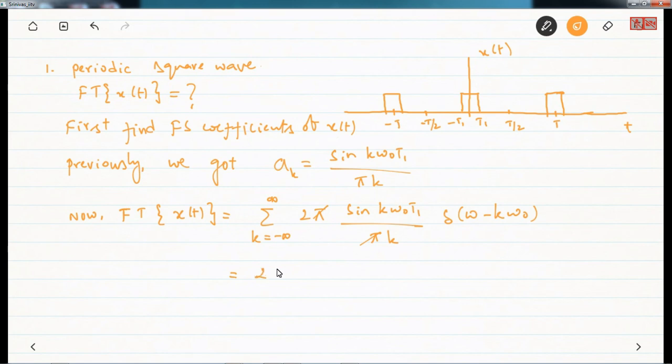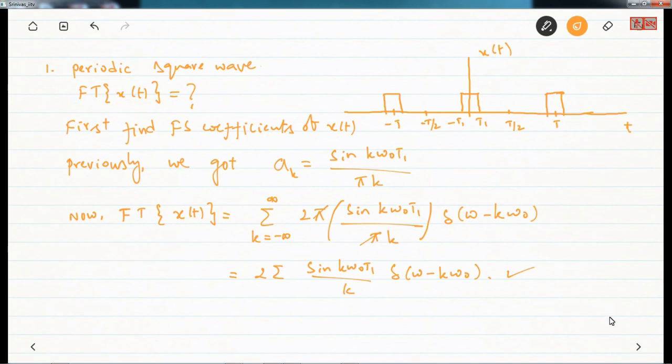So this will be 2 times the summation of sine(k omega naught t1) divided by k, times delta of omega minus k omega naught. So this is simple. First find the Fourier series coefficients and then use those Fourier series coefficients. So this is a_k for us, right? This is the a_k.